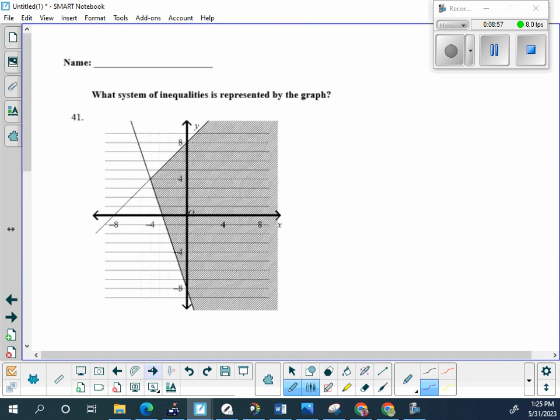You're going to go from graph to system. We can put this in terms of y equals mx plus b. This first graph goes through 8. This one goes through negative 8. So we have y equals mx plus b. One's plus 8, one's minus 8. The next thing we need to do is figure out the slope. The slope of this line is up 1 over 1, up 1 over 1. So that's going to be 1x.